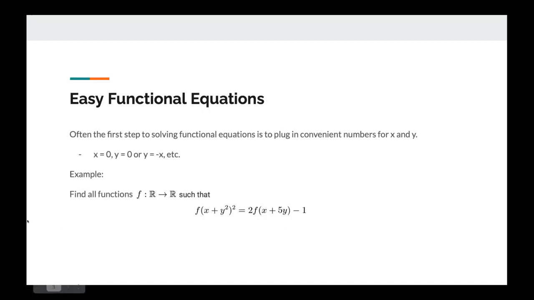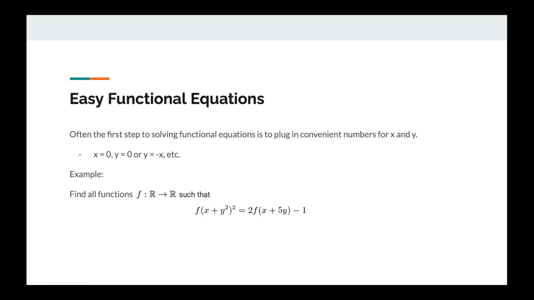So in my example problem, you have f from the reals to the reals, such that f of (x plus y squared) all squared equals 2 f of (x plus 5y) minus 1. I'll give you a couple minutes to think about this problem.